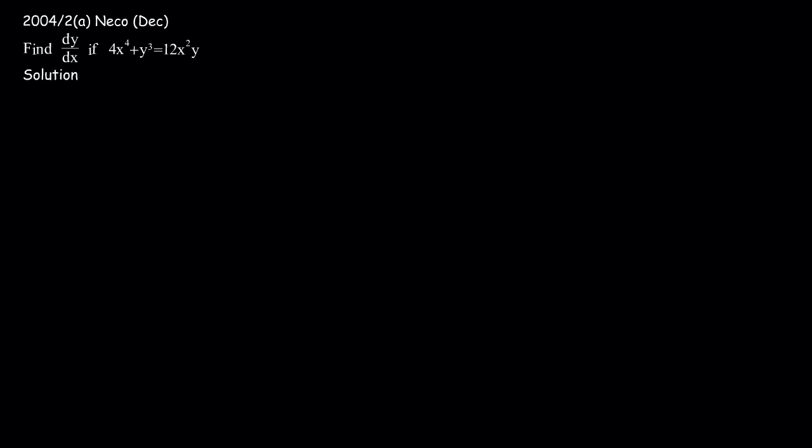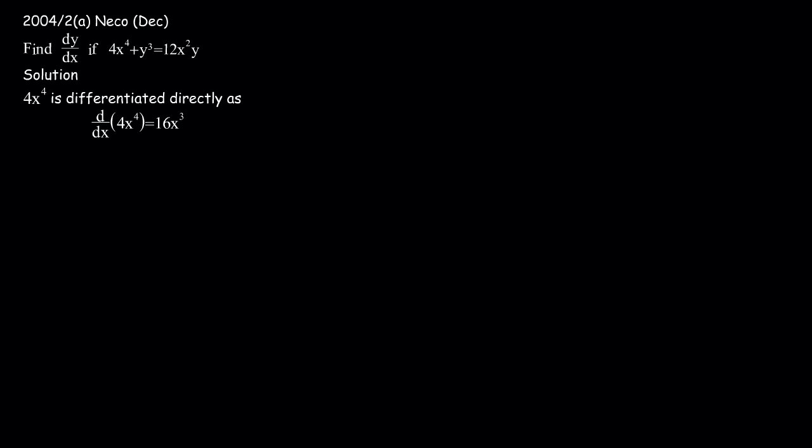Our next question is from NECO. It states that find dy over ds if 4s to the power of 4 plus y cube is equal to 12s square y. And as we've been doing, we'll be differentiating each of the constituents individually, then at the end compile everything together. Now differentiating 4s to the power of 4, since it's s, is going to be differentiated directly. So d over ds of 4s to the power of 4 will be equal to 16s raised to the power of 3.